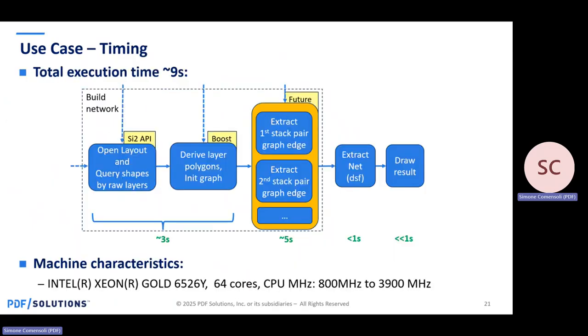connected to the input. In this slide, I break down the execution time of the tool over the test case. The total runtime is approximately 9 seconds. Opening the layout, querying the shapes and deriving the layers takes around 3 seconds. Building the full connectivity graph is the most intensive step, and it takes over 5 seconds. Once the graph is built, querying for connectivity from a specific point and layer is extremely fast, under a second, and so is drawing the result.